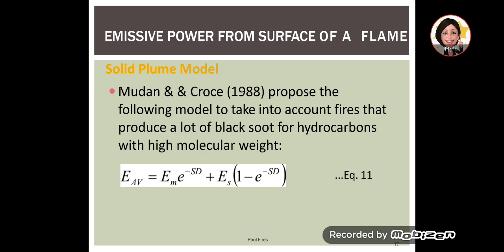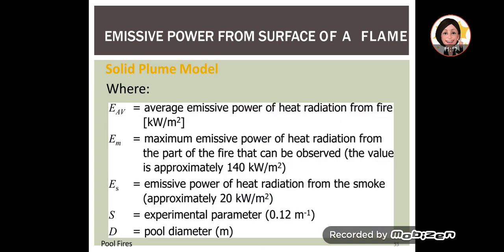It takes into account fires that produce a lot of black soot, for hydrocarbons with high molecular weights. Okay, so let's see what the terms are. EAV is the average emissive power, EM is the maximum heat emission power, and ES is from the smoke. So it takes into consideration the smoke, and also the experimental parameter and the pool diameter. This experimental parameter is for a particular hydrocarbon.